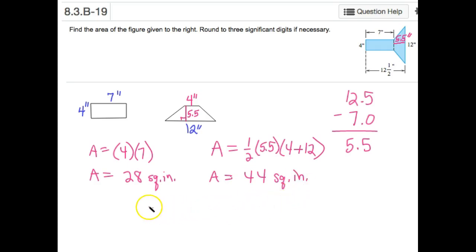And so we would go ahead and add these two amounts together to get our total area. So we would get 72 square inches for our total area.